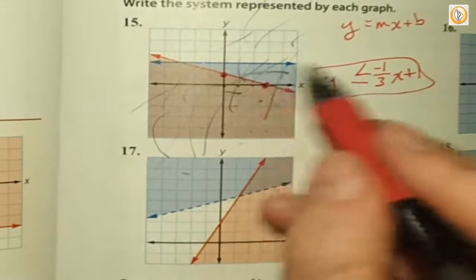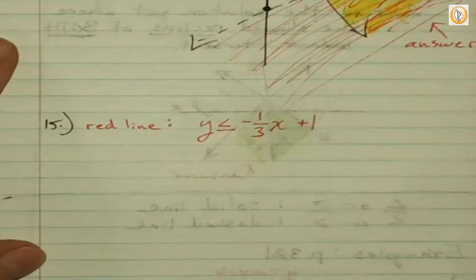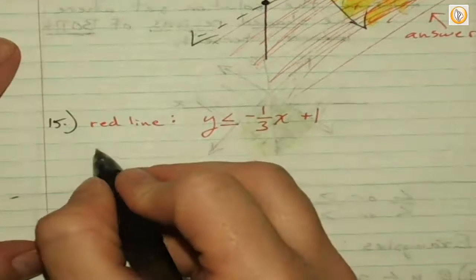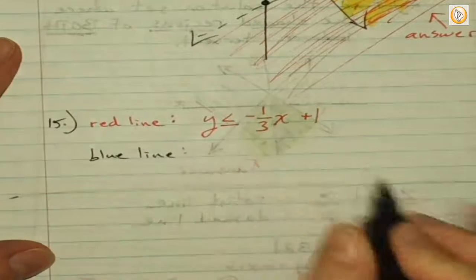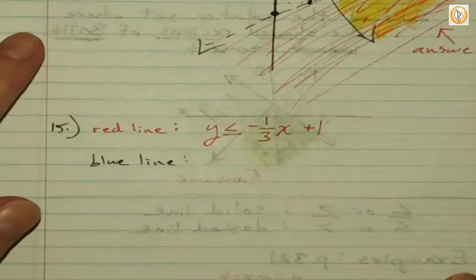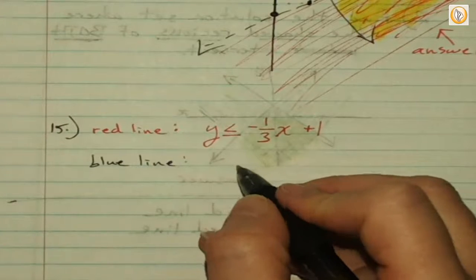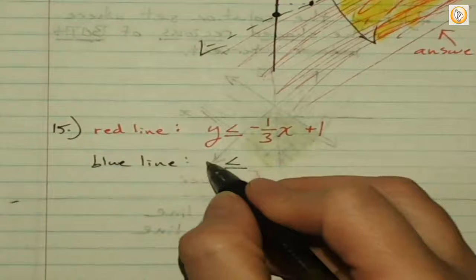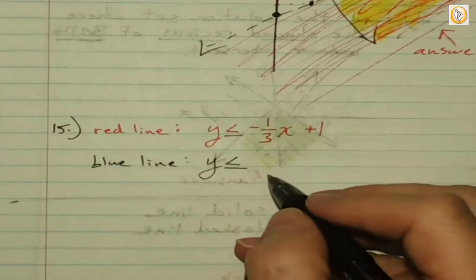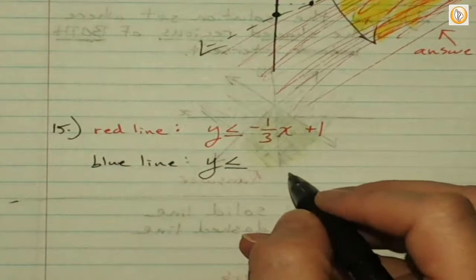Okay, so now we're going to do the blue line. I'm just using black pen here. The blue line. Okay, so is it solid or dashed? Solid. All right. Is it shaded below or above? Below. So we know it's a less than. So y is less than or equal to. And what's the y-intercept? 2.